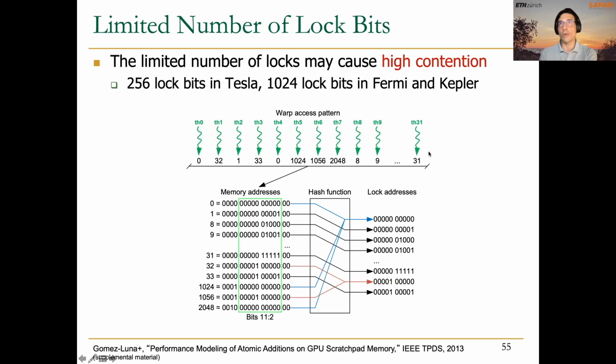Let's imagine that we have this warp access pattern. We have these 32 threads belonging to the same warp that want to update these addresses in shared memory. If we check what these memory addresses are, we see that there will be some conflicts for sure, because bits 11 to 2 are the same for several of these addresses, for example those indicated by the blue arrows or the red arrows. There are conflicts there. So that means there is contention when trying to acquire the lock bits, and that's going to make the accesses serialized and the execution of the atomic operations serialized.